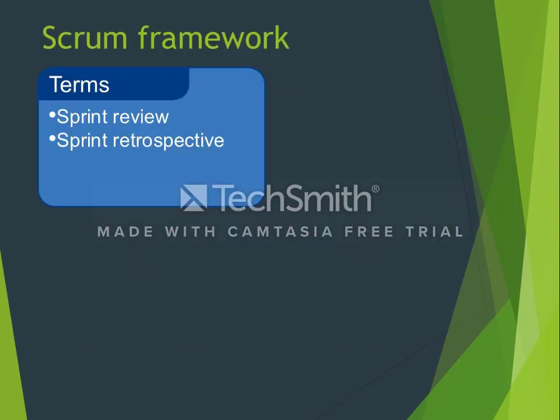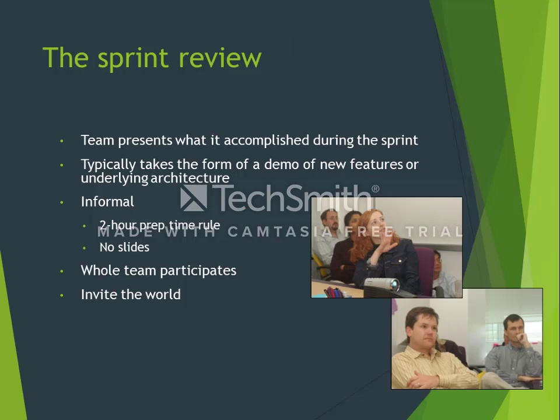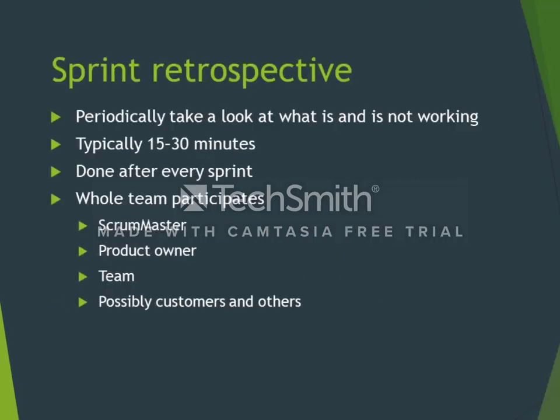Now take a look at sprint review and sprint retrospective. In the process of sprint review, the team presents what it accomplished during the sprint. It typically takes the form of a demo of new features or underlying architecture. It can be informal, with a 2-hour prep time rule and no slides. Now let's talk about Scrum retrospective. This process periodically takes a look at what is working and what is not working. It typically takes 15 to 30 minutes.